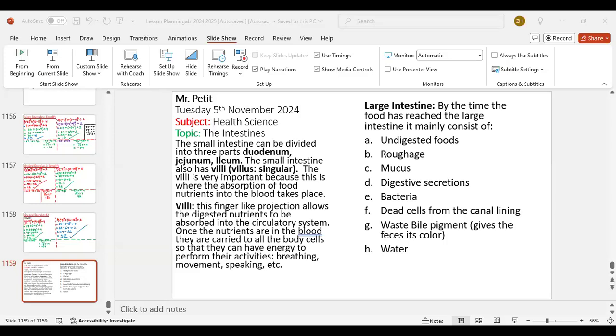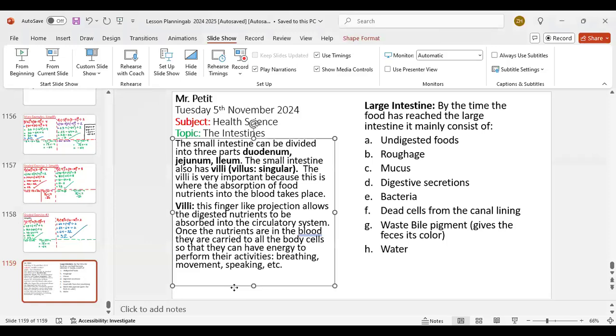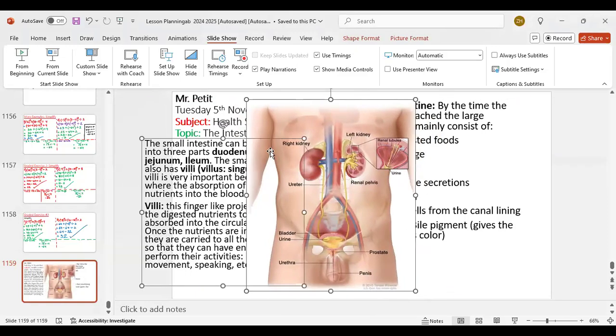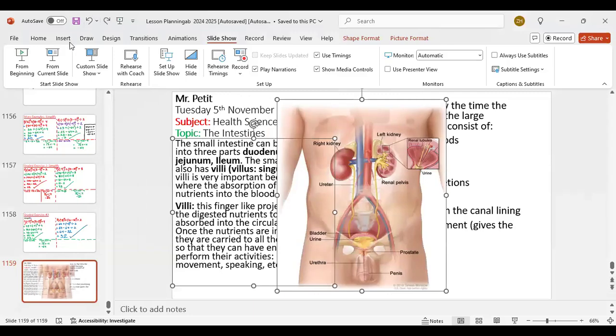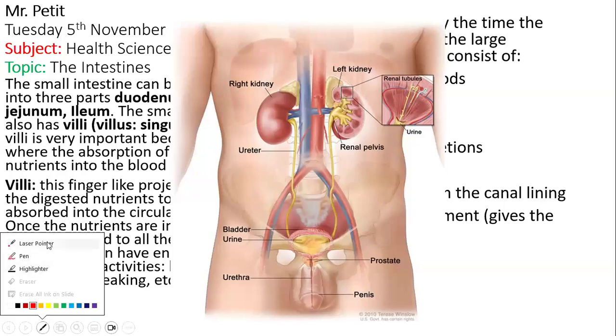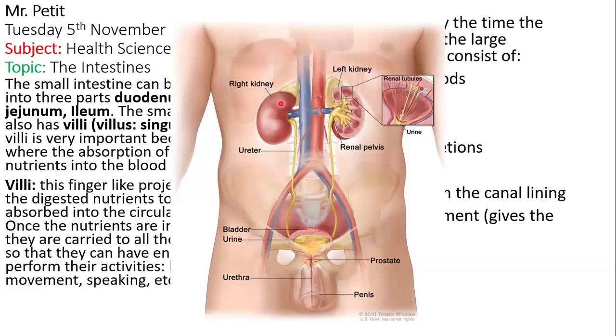Oh, I was wrong. The kidneys are actually closer to the liver. So if you look carefully, this is the kidneys right now, left and right. This is the liver here, in the background. But these are the kidneys.